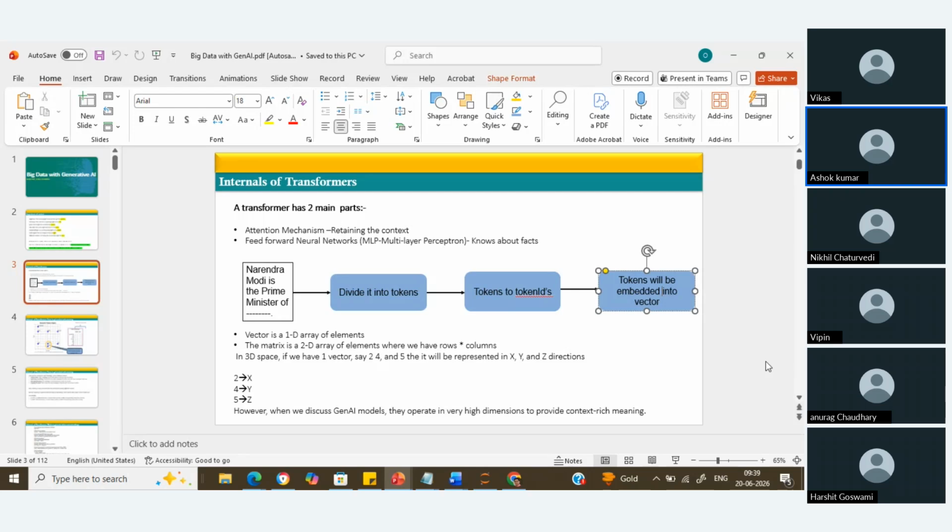Because of that, say I have this particular sentence: Narendra Modi is prime minister of. Each and every token will be placed inside the vector space, and from that vector space it is going to do the distance calculation. Try to focus on the word distance calculation. Based upon the distance calculation, it is going to fetch the word which has the least distance, and it is going to fetch the different keywords.